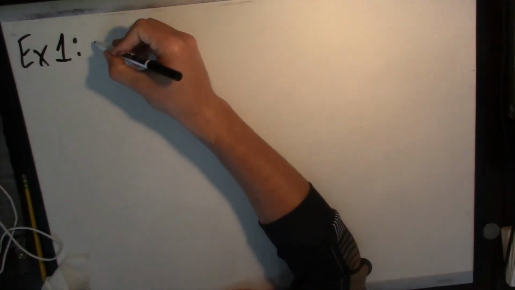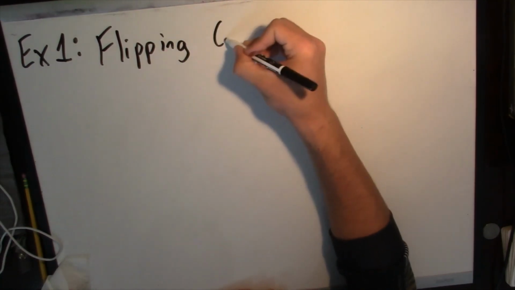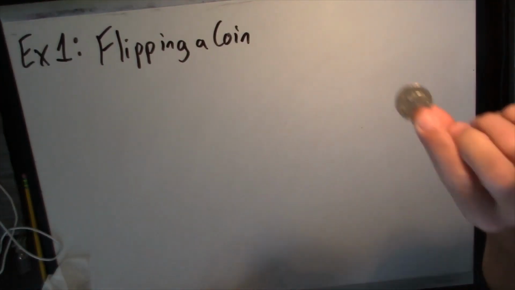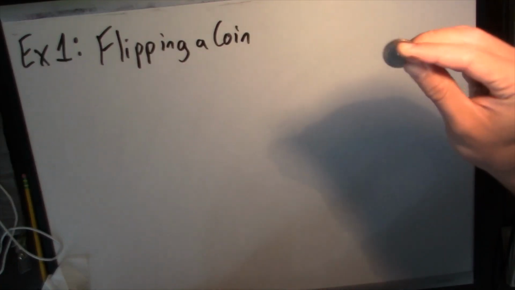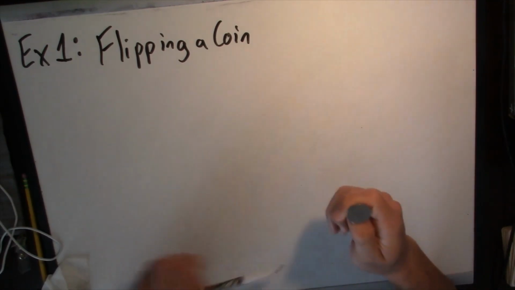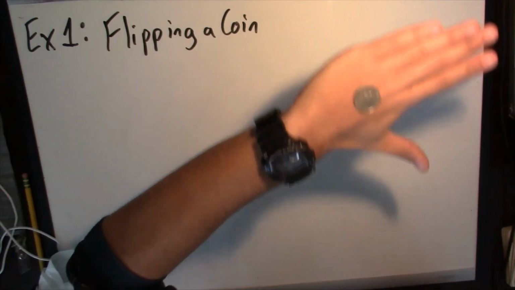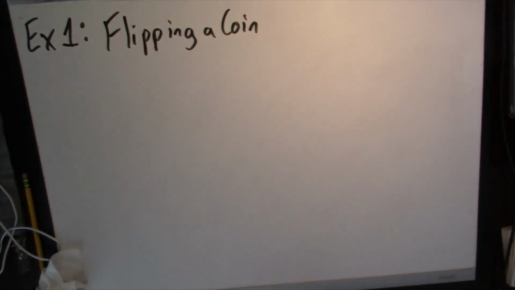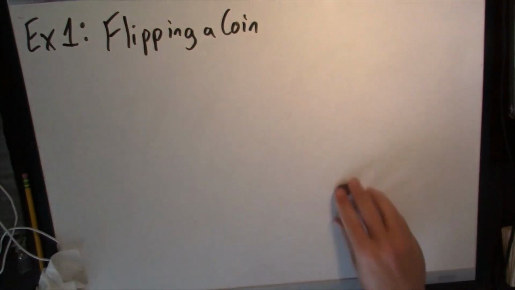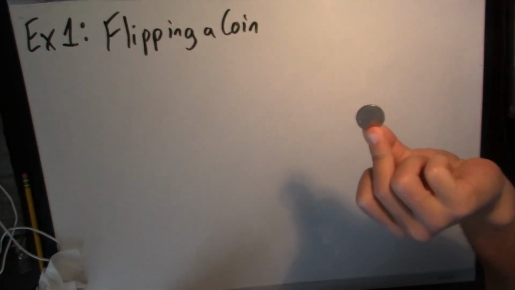Example 1 we're going to go through is flipping a coin. So a normal coin, like here I have a quarter, it has 2 sides, heads and tails. So when I flip this coin, I'm either going to get heads or tails. That time I got heads, and that time I got tails. So there's only 2 possible outcomes when flipping a coin. You're either going to land on heads or you're going to land on tails.